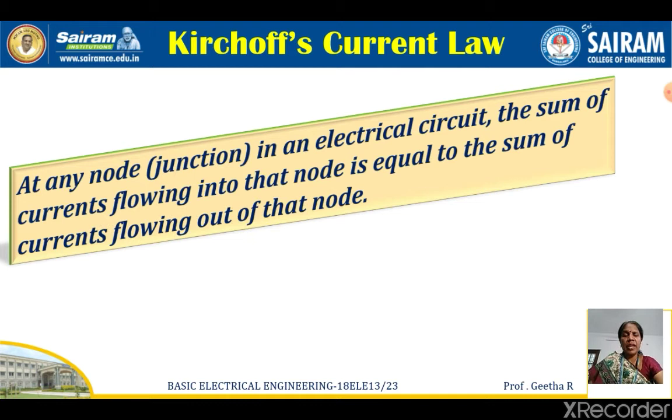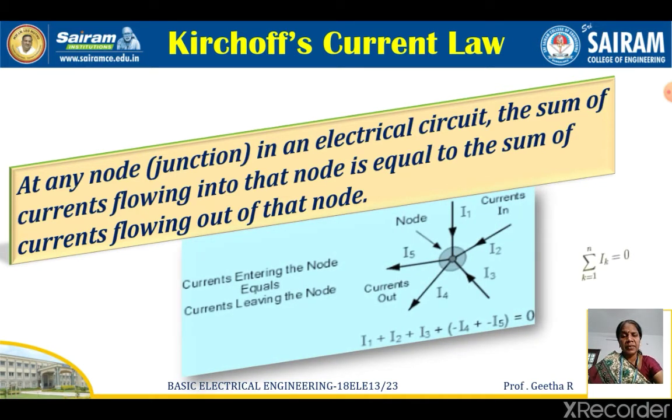What is Kirchhoff's current law? Kirchhoff's current law is nothing but at any node in an electrical circuit, the sum of the currents flowing into that node is equal to the sum of the currents flowing out of the node. So this diagram very well explains Kirchhoff's current law. You can see the junction here. There are 5 branches connected. A junction or a node or a point in an electrical circuit is nothing but the meeting point of 2 or more branches.